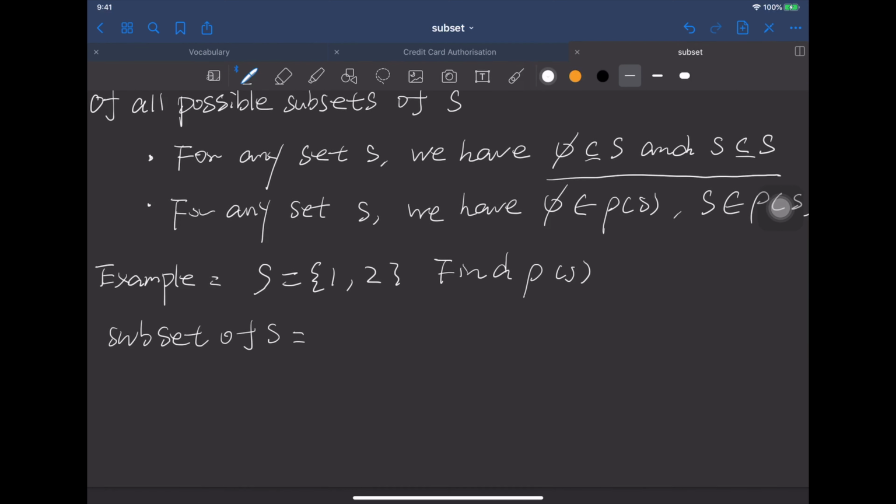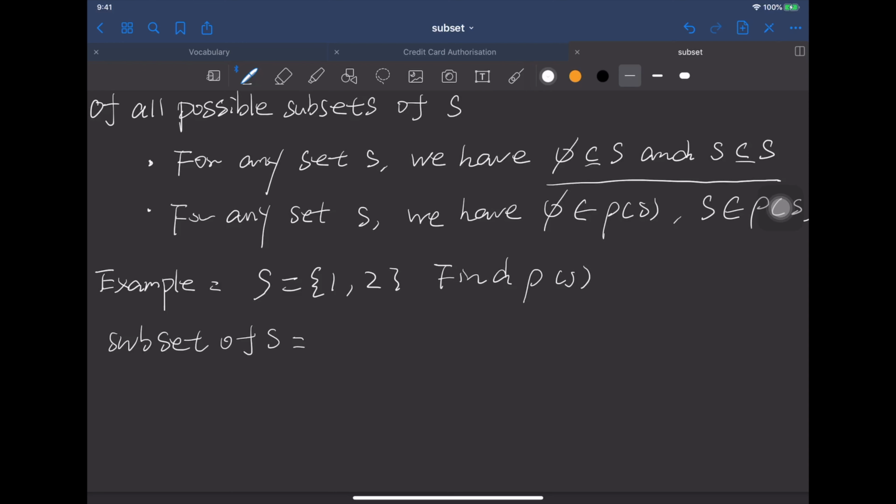So what are the subsets of S? According to our identities here, the empty set is a subset of S, and S itself is a subset of S. The other two possibilities are the set with element 1 and the set with element 2, because in this set we have element 1, and you can also find 1 in our set S. And in this case, we have element 2 in this set, and you can also find 2 in our set S. So we have 4 possibilities, 4 subsets of set S.